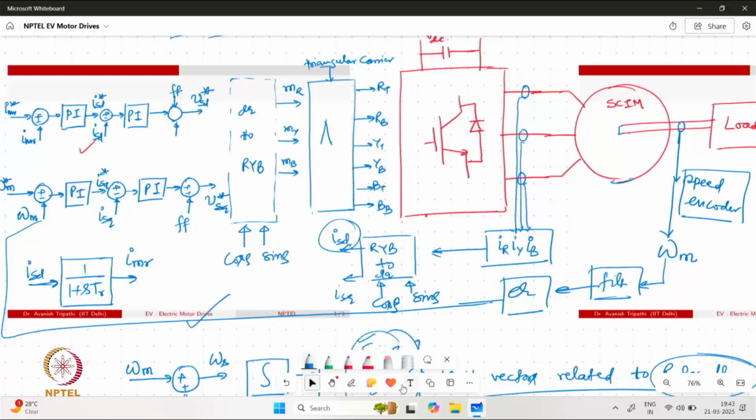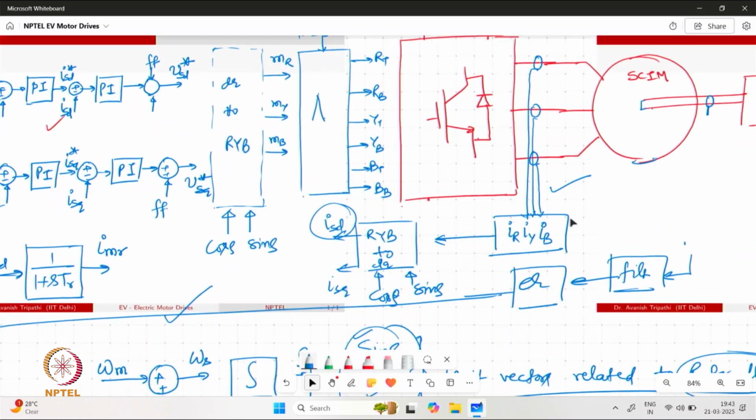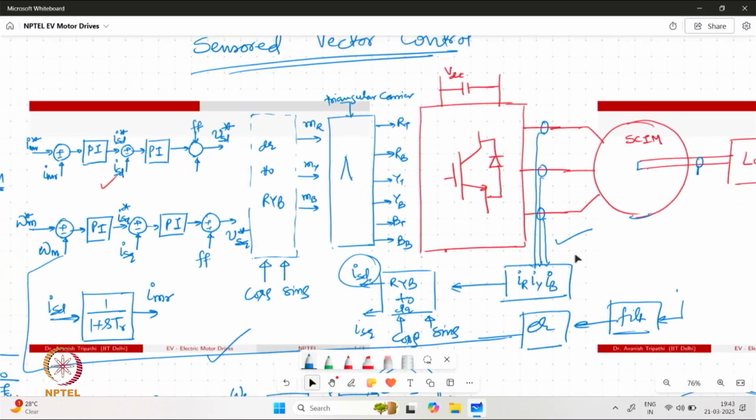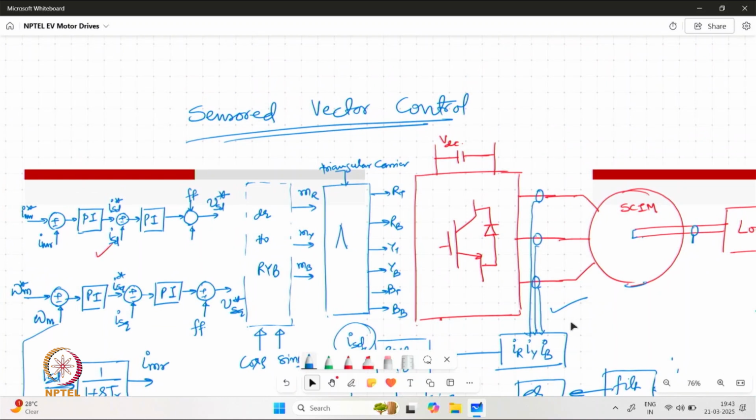Now, the second way, we may not have any speed encoder available on the system. We can have only current sensors which are available, and perhaps voltage sensors if there is a possibility of change in DC link voltage. Now in this case, the method or the vector control name changes to sensorless vector control.